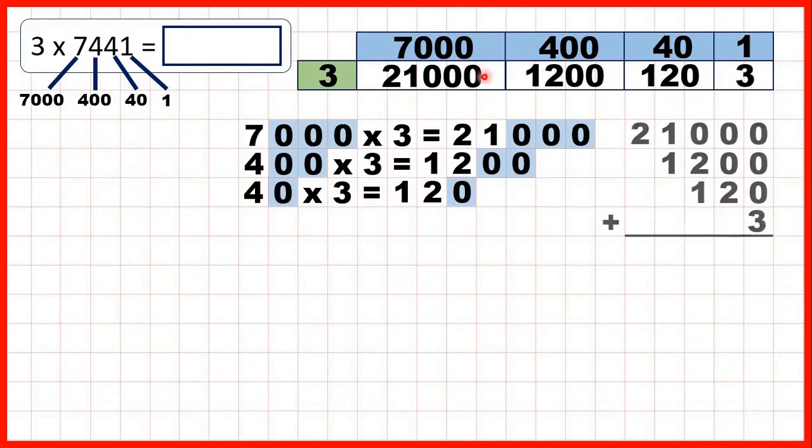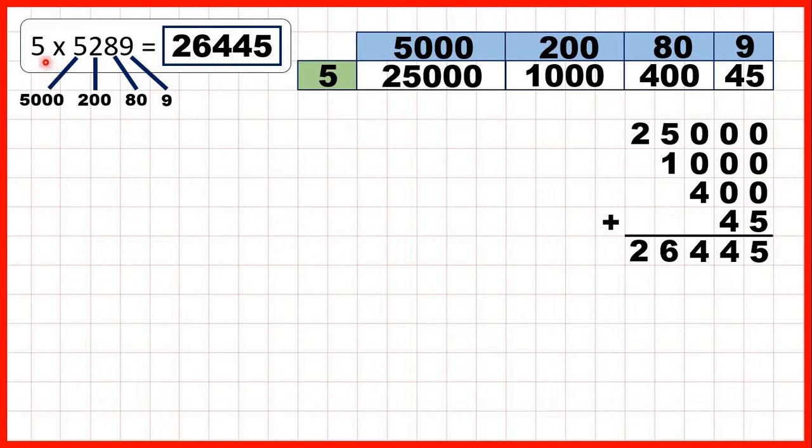Again, all we need to do now is add up the numbers that we've written on our grid. And when we do that, we get our answer, 22,323.